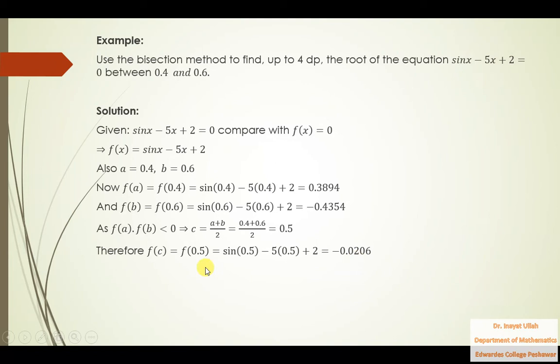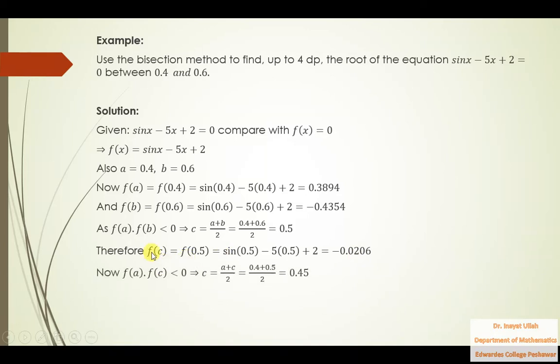We see that the value of the function at c is nearly equal to 0. But we need to process the iteration. We need to find the root of the equation up to 4 decimal places. So it means that we need to find the value of the function at c in which there are 4 zeros after the decimal point, 0.0000. Anyways, so this is f of c.